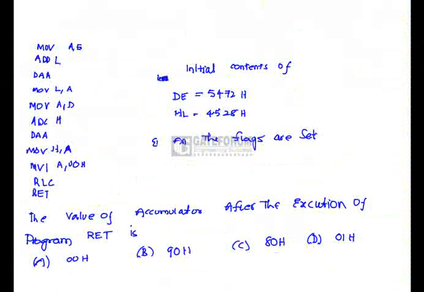The initial contents of DE and HL pair are given as 5472H and 4528H respectively, and all the flags are set initially. So for the following program we have to answer the following questions. The value of the accumulator after the execution of the program RET. So we have to find out the accumulator content after the execution of the program.